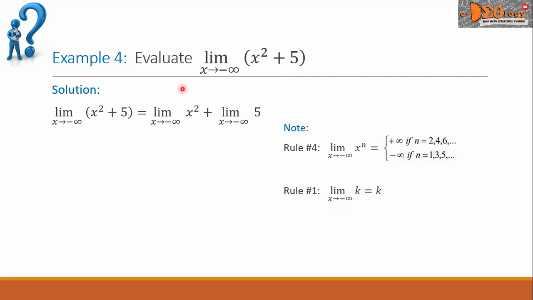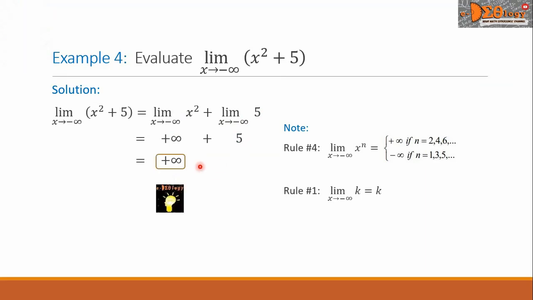It means to say, the limit of x squared as x approaches negative infinity is equal to positive infinity, plus the limit of 5 as x approaches negative infinity, which is equal to 5. So in here, positive infinity plus the constant 5. If we add this, the constant will be consumed by the positive infinity behavior. So the final answer is simply positive infinity. This is our final answer.